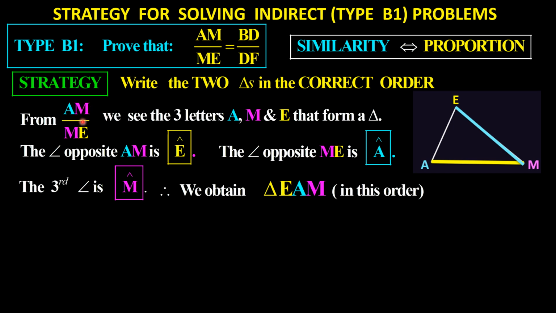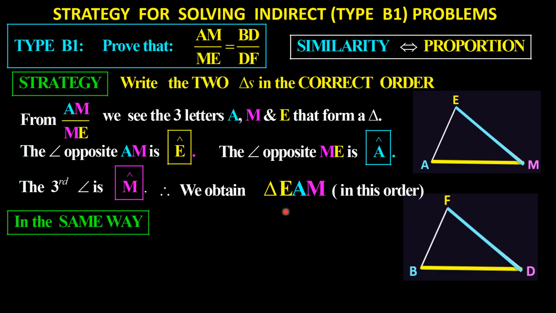You see A, M, E. So A, M, what's the third letter? E. M, E, what's the third letter? A. And E, A, what's the third letter? Third letter, we just fill it in. And exactly the same way, if I now take my other triangle, there's my ratio.